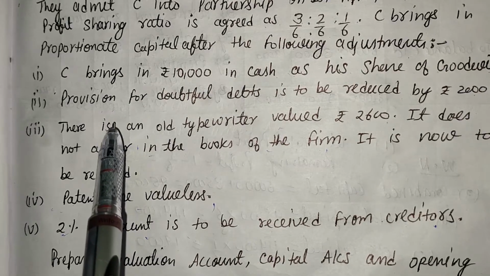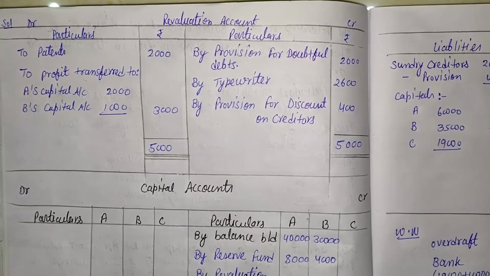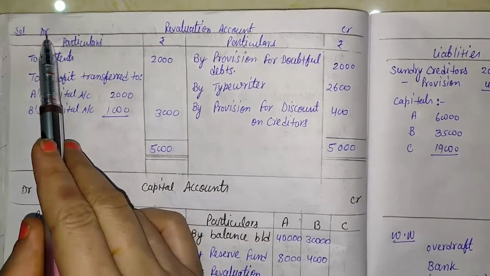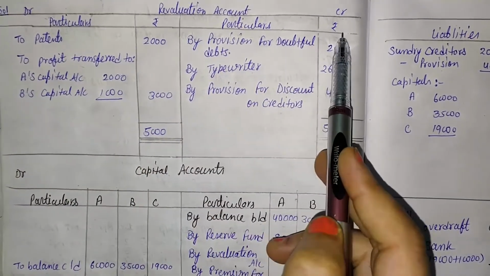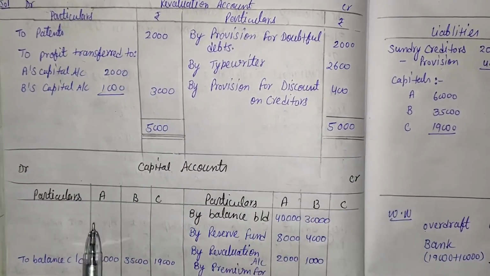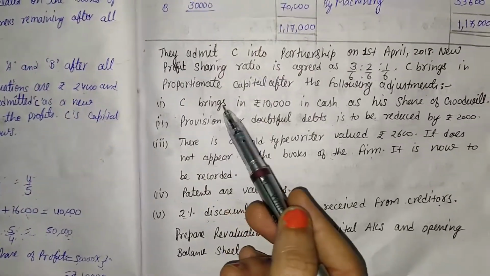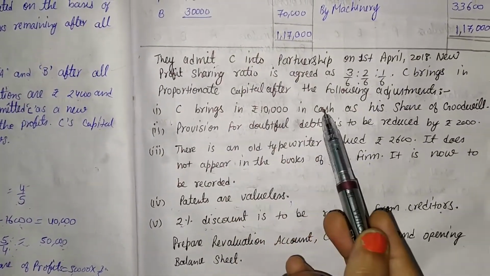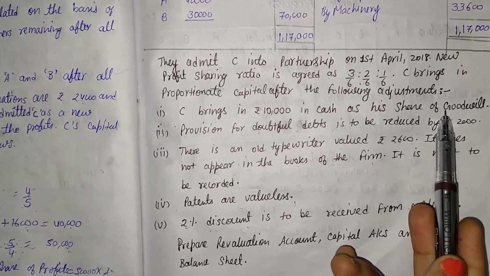Here it is, the revaluation account. Here is the debit side and here is the credit side, with particulars and rupees. First of all, come to the additional information. The first point is C brings 10,000 rupees in cash as his share of goodwill. That point is related to the capital account.